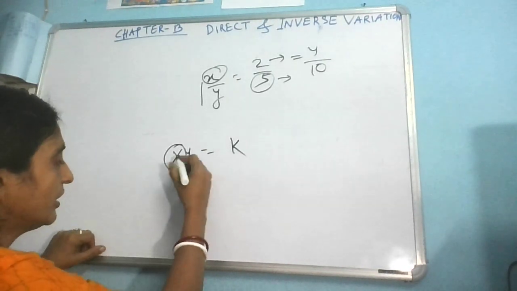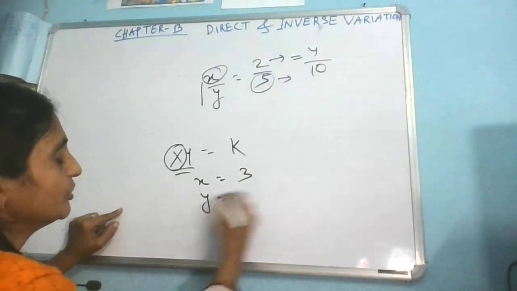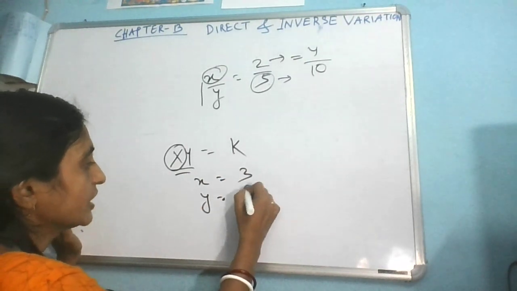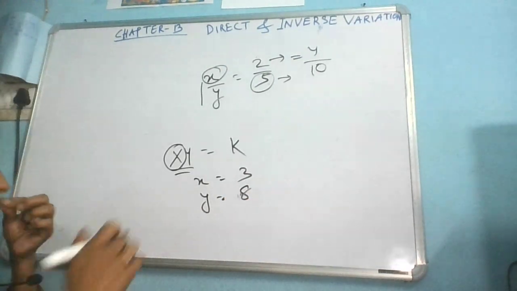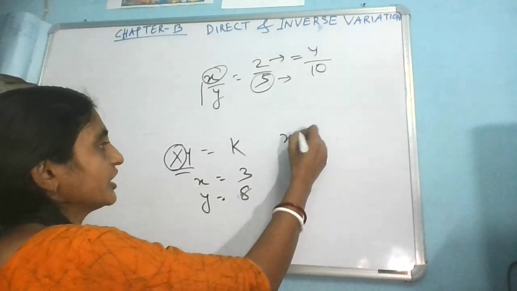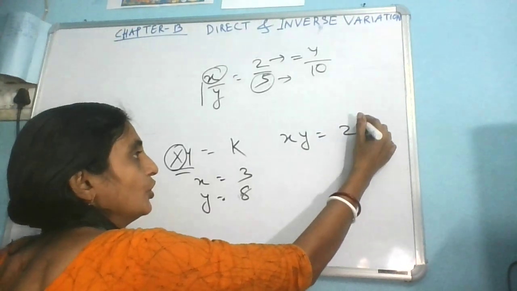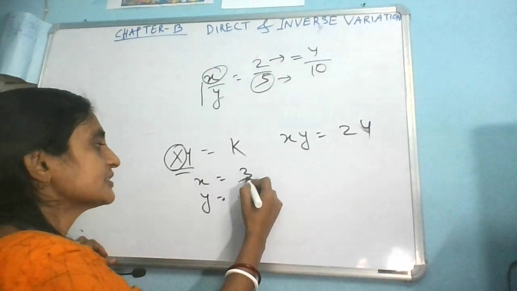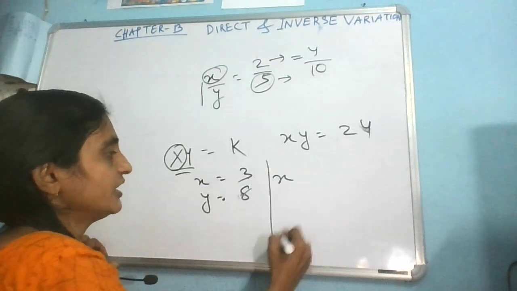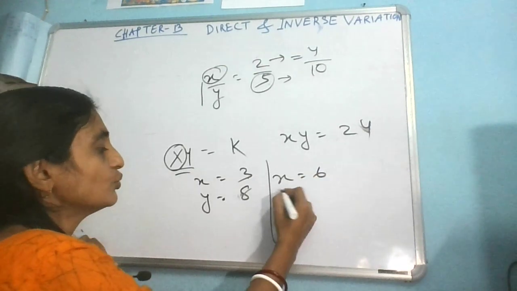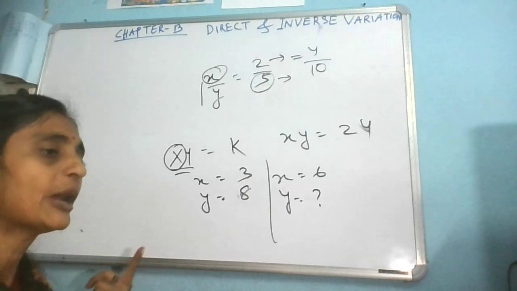Let's take two numbers. In this case, x equal to 3, and y let it be 8. So what is the product of x and y? xy stands for 24. Now if in the second example x becomes 6, what will happen to y?